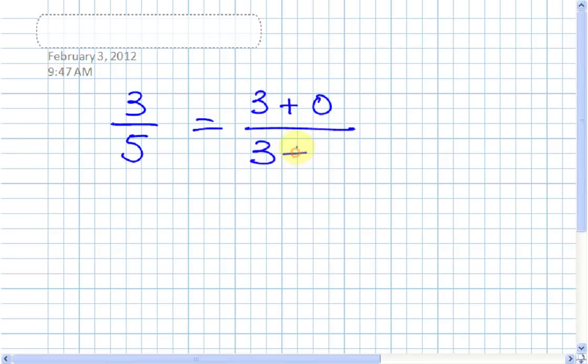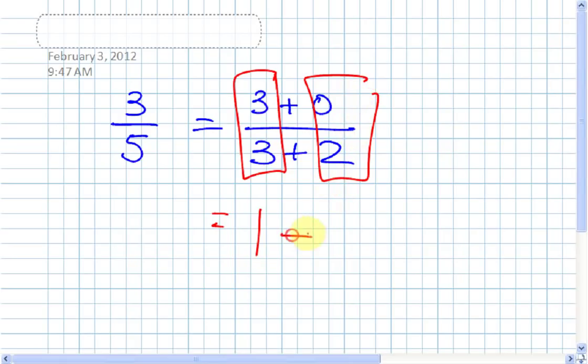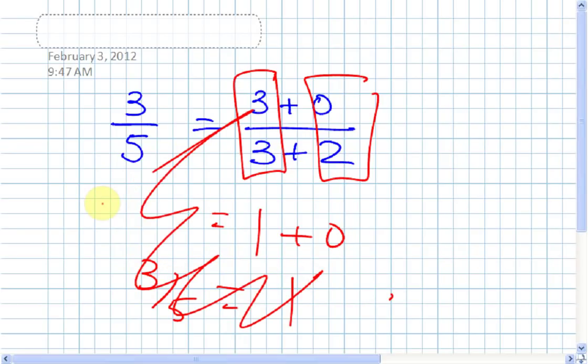That's like you saying this. Here's the fraction 3/5. That's the same thing as 3 plus 0. That's the same thing as 3 plus 2. Oh, look. That becomes 1. Oh, look. This becomes 0. Yeah. Okay. If you want to make up your own level of math and sell it to someone, go ahead and try. 3/5 doesn't equal 1 in my life. I hope it doesn't equal 1 in yours.